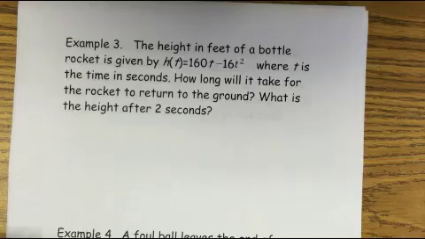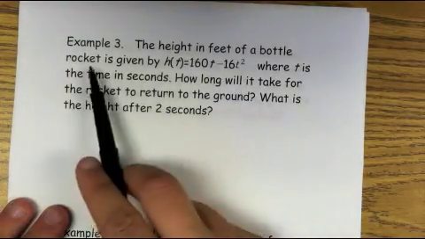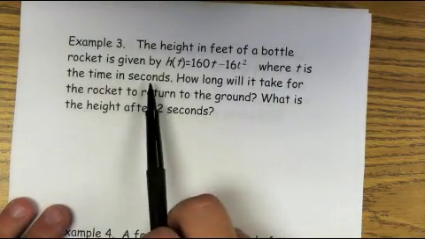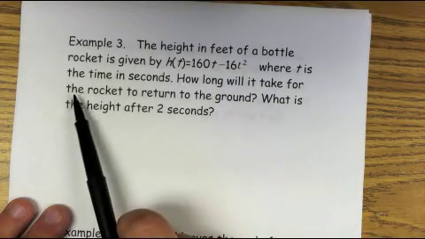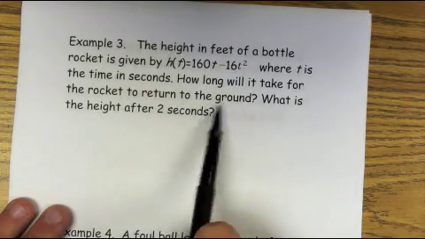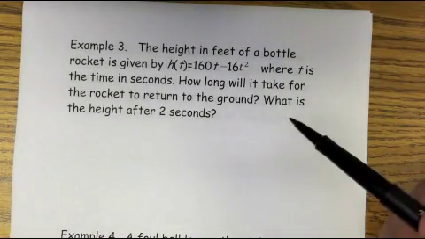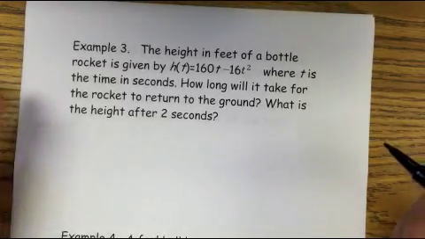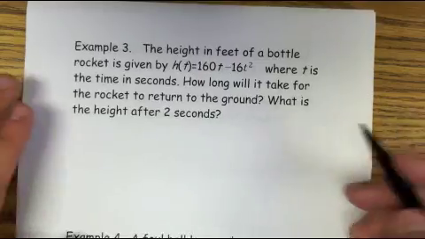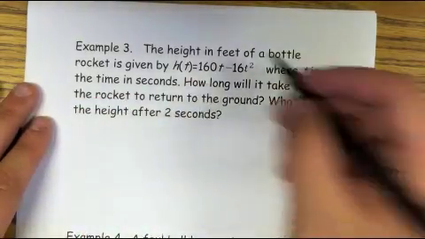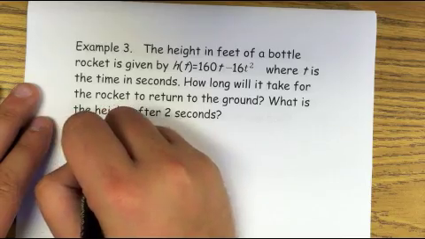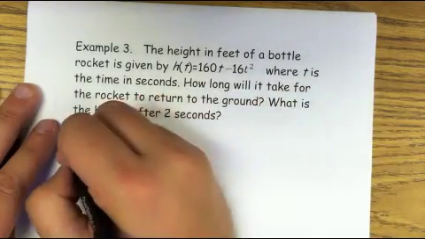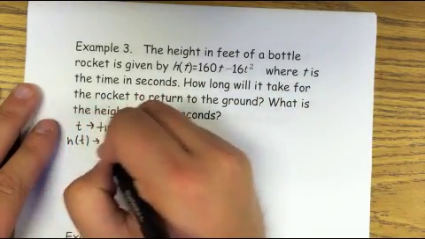The height in feet of a bottle rocket is given by the following equation, where t is the time in seconds. How long will it take for the rocket to return to the ground, and what is the height after 2 seconds? Okay, so we've got 2 questions here that we need to answer. Now, I'm going to go ahead and define what these are again. So we've got here that t stands for time, and then h of t stands for height.